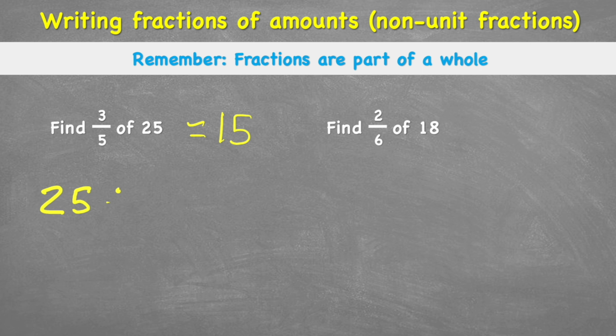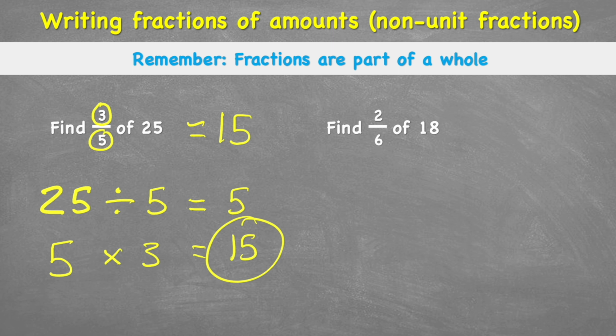And then we shared them, which is a fancy way of saying divide, between 5 equal piles, because that's what our denominator is. We have to have them in 5 piles. And that equaled 5. We had 5 in each pile. But we didn't want to know how many is in each pile, we needed to know how many is in 3 piles. So if I got my 5 and I multiplied it by my 3, I would get my answer of 15.